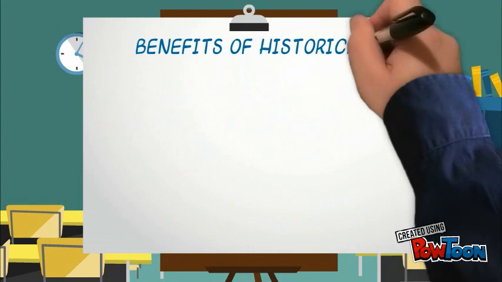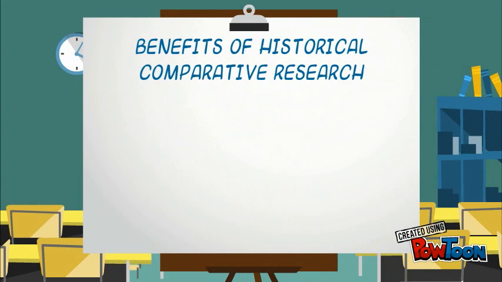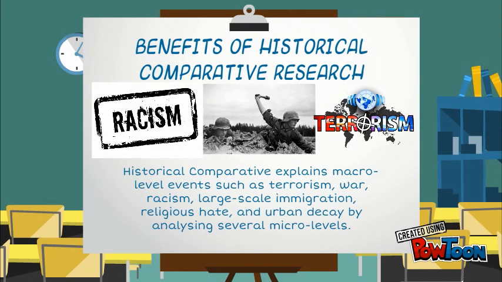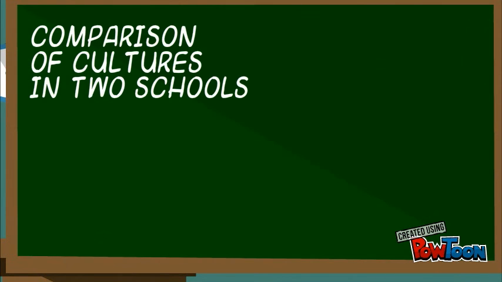One of the benefits of historical comparative research is that it explains macro-level events such as terrorism, war, racism, large-scale immigration, religious hate, and urban decay by analyzing several micro-levels, thus providing a much deeper and wider understanding of the events. An example provided in the textbook is the historical comparison of two cultures in different schools.